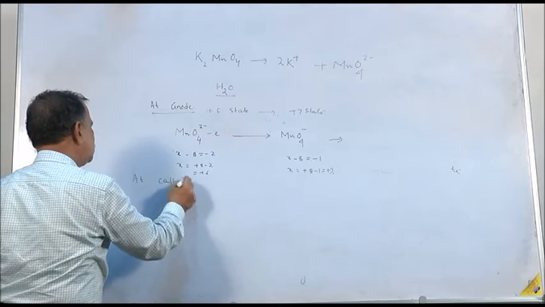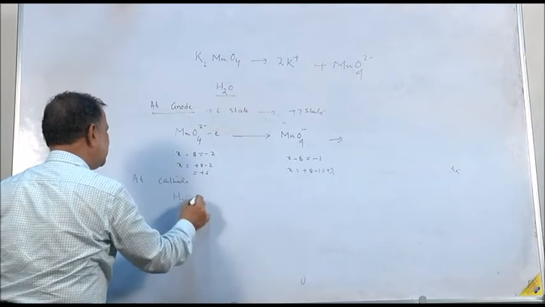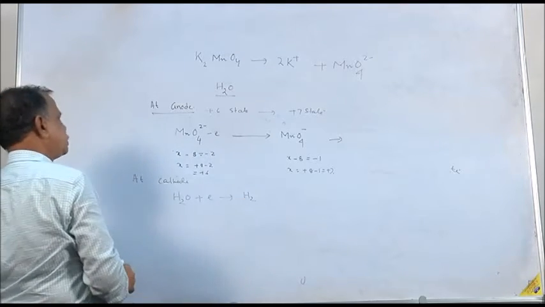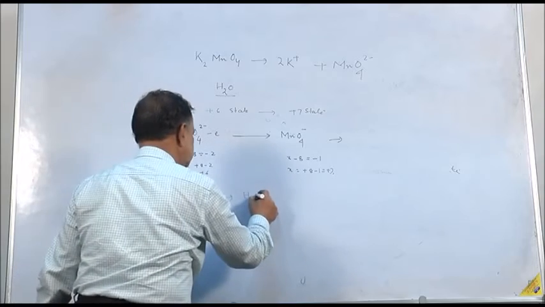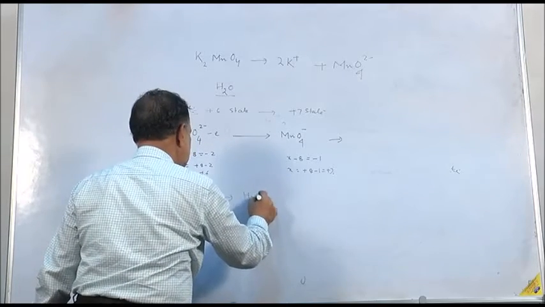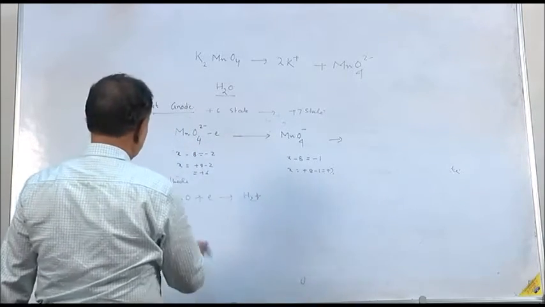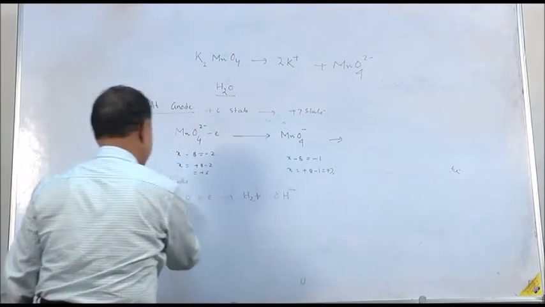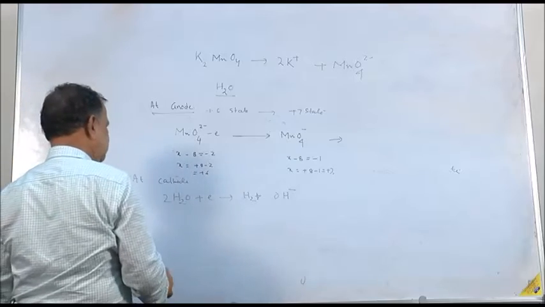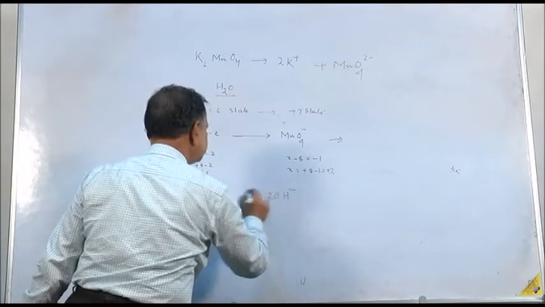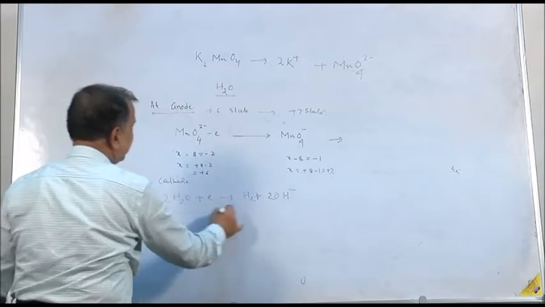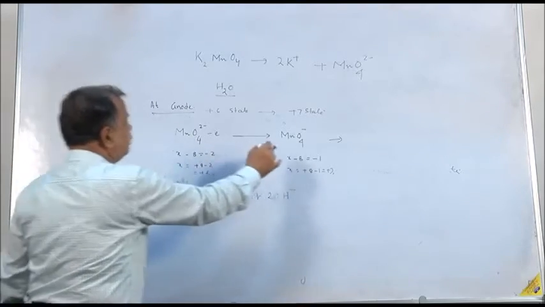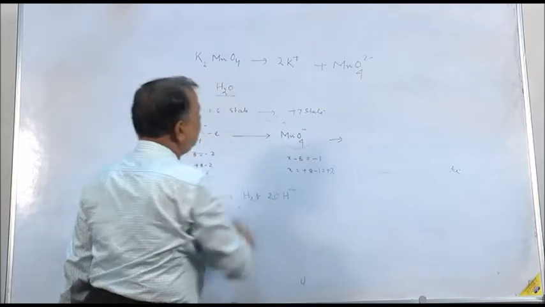At cathode, gain of electron. Water is there, H2O plus e forms hydrogen, hydrogen will be liberated, plus OH minus. Balancing, 2H2O gives 2OH minus. Here again a reduction takes place. Then at cathode we get hydrogen gas. At anode we get potassium permanganate.